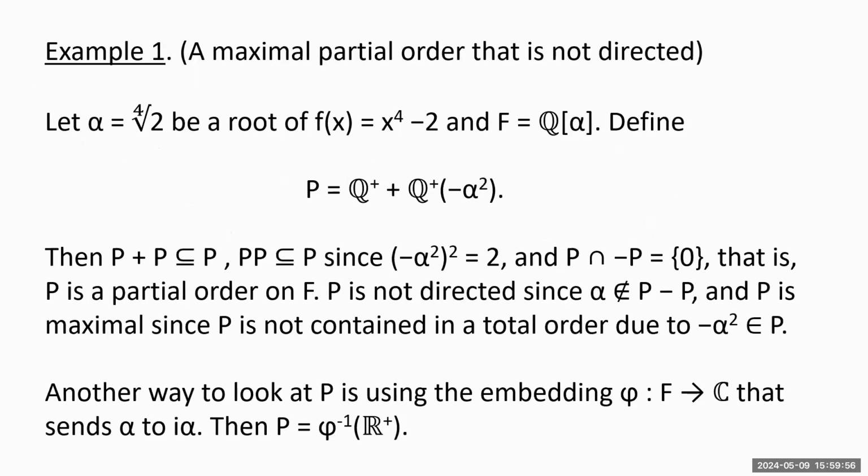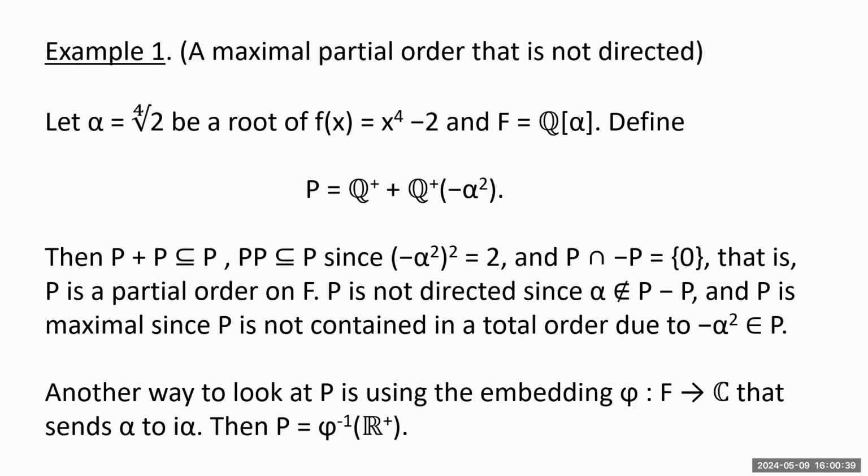I do want to give you a counterexample to show a maximal partial order which is not directed. For example, we take alpha as the fourth root of 2. Then we do the field extension by adding alpha to Q. Then we define this P. This will be a partial order. Addition is closed, very clear. Multiplication is closed because negative alpha squared will be 2. Then this will be a partial order. It is not directed because alpha is not in P minus P, because we only have alpha squared here.